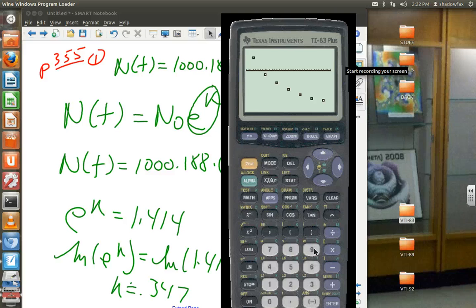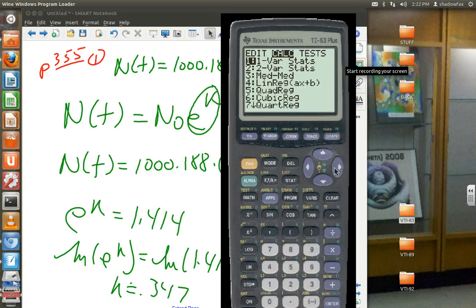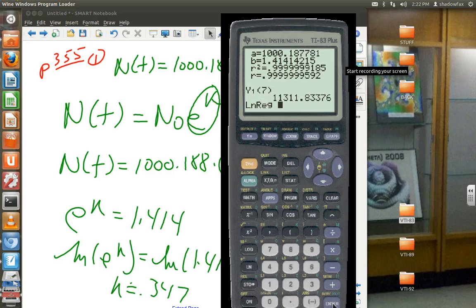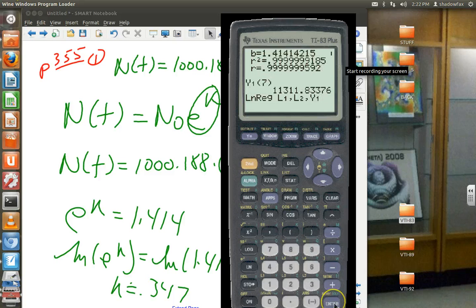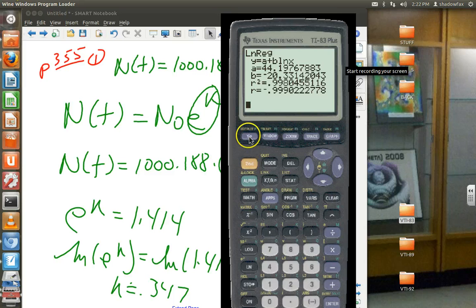So what do we do? Go to home, go to stat, calc. Where's ln? 4 is linear. That's a line. 8 is linear also, by the way. So ln, that one, okay. All right, and let's do the L1, so second L1, comma, and L2, second L2, comma, vars, y vars, function 1. Okay, and boom. And I'm in float, so I'm not going to have that round off problem. All right, and here it is.